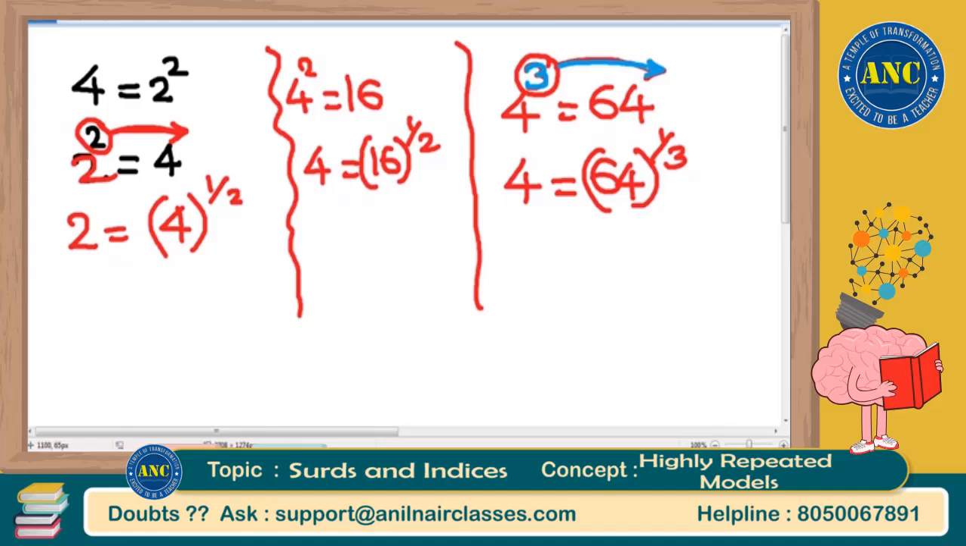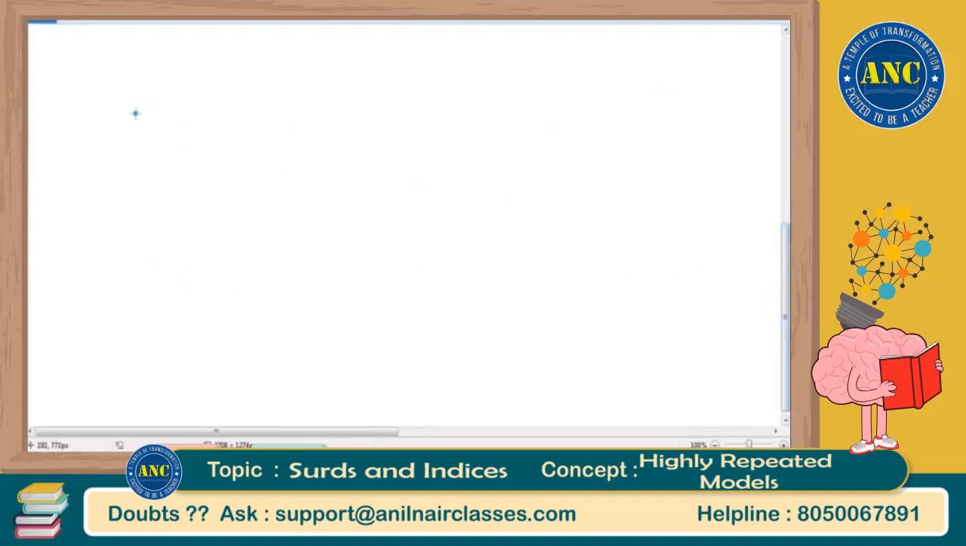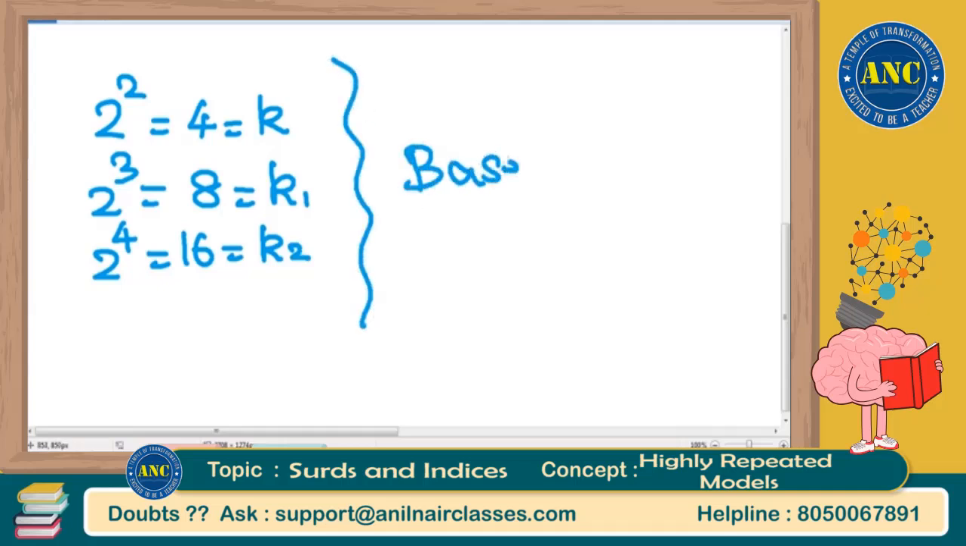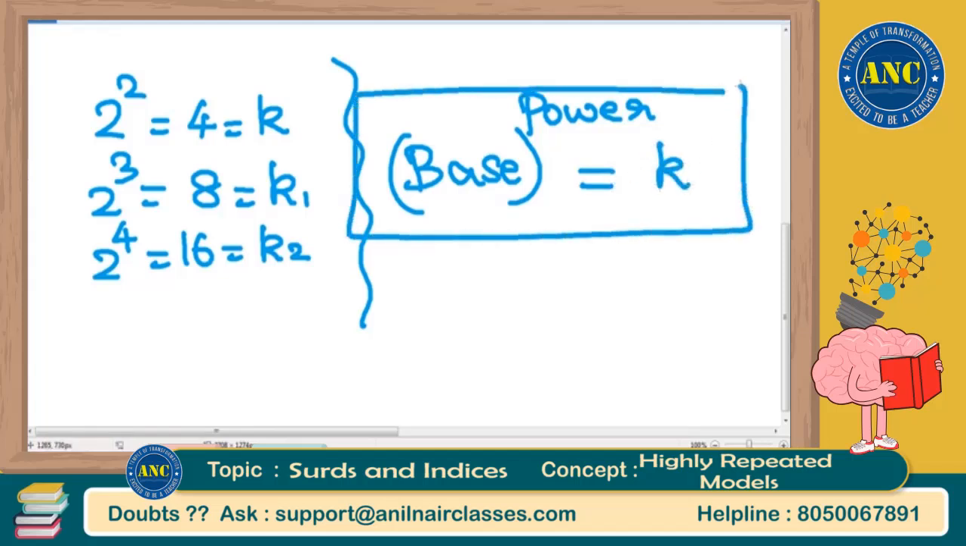But can I also say that, suppose I have 2 power 2 which is 4. 4 is nothing but a constant. I have 2 power 3 which is 8. 8 is another constant. I have 2 power 4 which is 16. 16 is some other constant. That means you put some base, whatever you like, you raise it to some power, you will ultimately get a constant quantity.